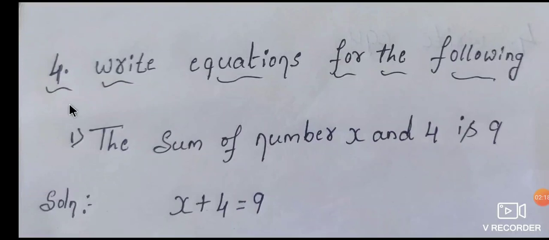First problem: write equations for the following. The sum of number x and 4 is 9. Sum means we have to use the plus sign. So the sum of x plus 4 equals 9. That is x plus 4 is equal to 9. This will be satisfied when x is equal to 5, since 5 plus 4 is equal to 9. Satisfied? Yes. And I have also taken a second example.